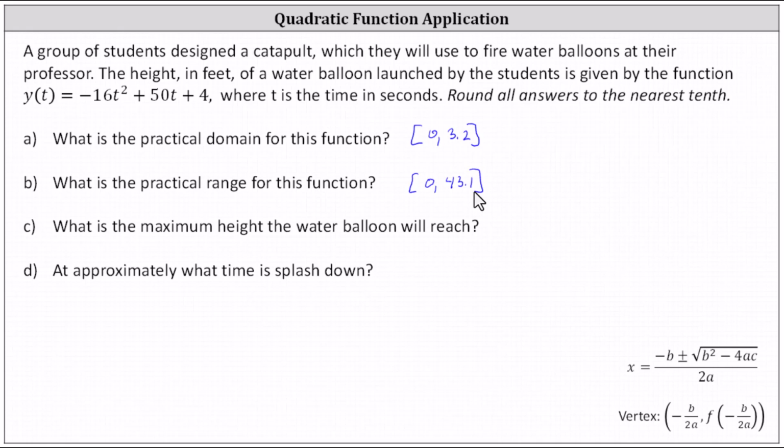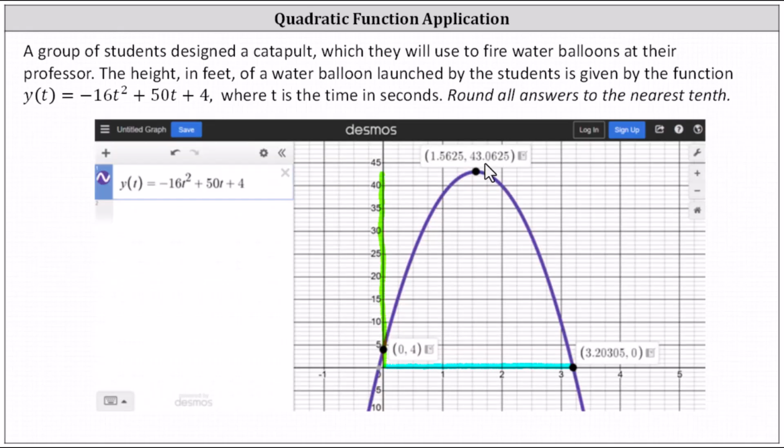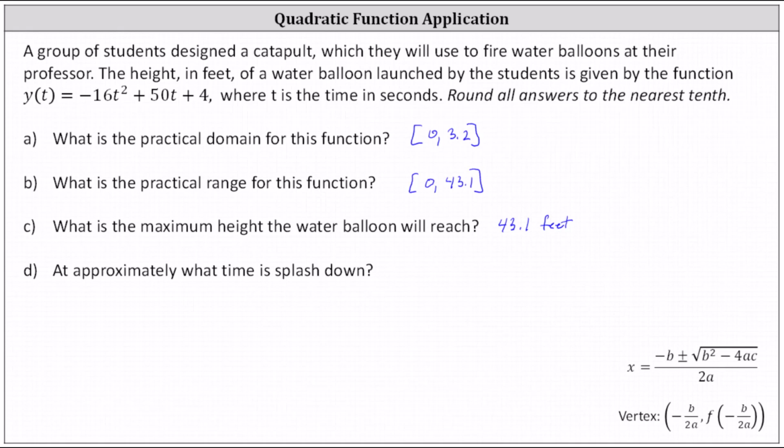Part C, what is the maximum height the water balloon will reach? This would be the function value at the vertex, or the maximum value of the range, which is 43.1 feet. Going back to the graph, notice here at the vertex the height again is approximately 43.1, which is the maximum height.